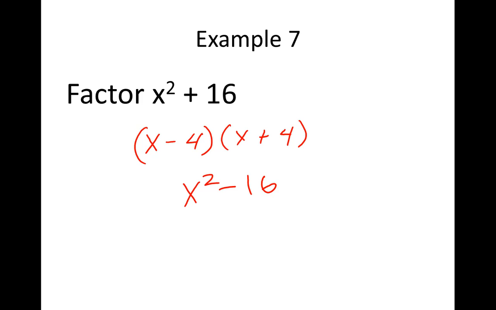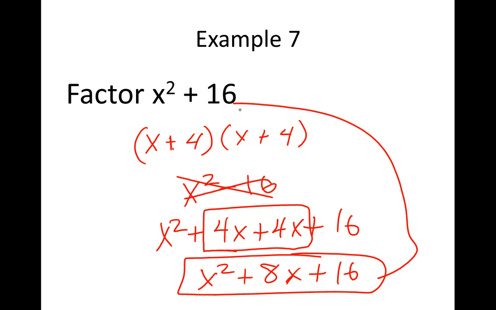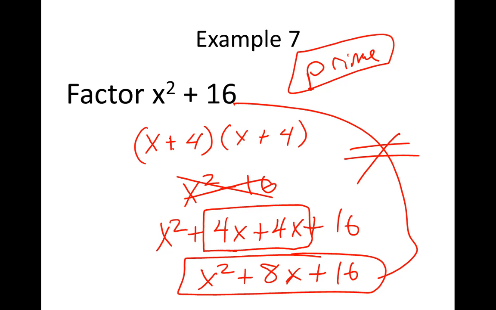So then what they'll say is, I'll just put a plus here. But what happens if you just put a plus there? You'll get x squared plus 4x plus 4x plus 16. Do those terms cancel out? No. 4x plus 4x is 8x. x squared plus 8x plus 16, which is certainly not equal to that. So this one is prime. We cannot factor a sum of two squares over the real numbers.